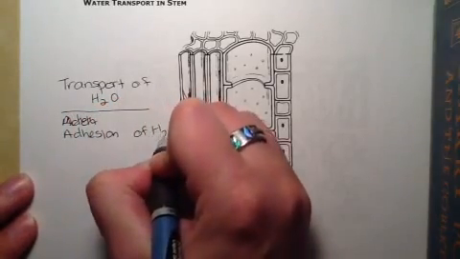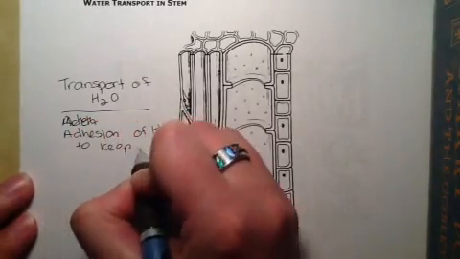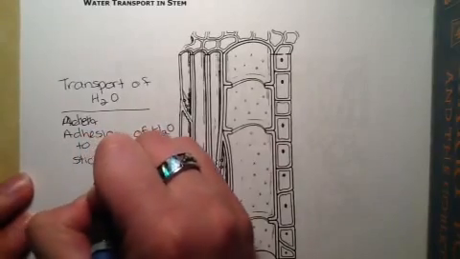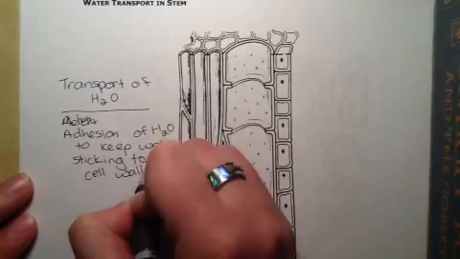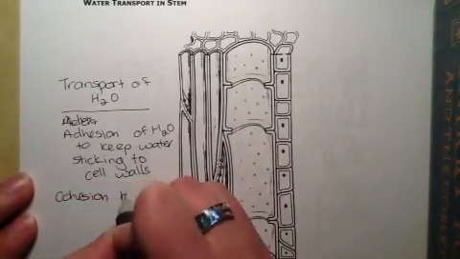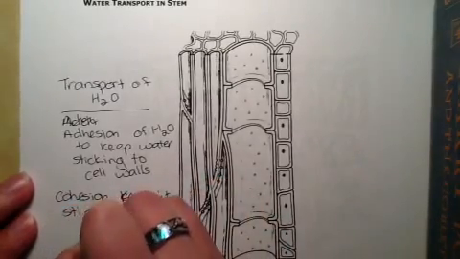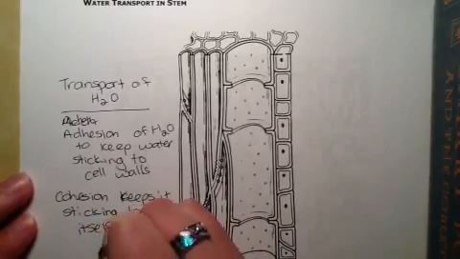Adhesion of water keeps water sticking to the cell walls, and cohesion keeps it sticking to itself, and it helps it form that column of water.